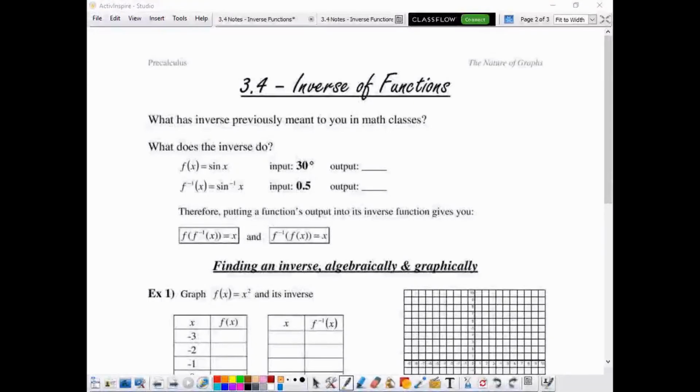Today we're going to talk about inverse of functions. When you think of the word inverse, you might think back to solving equations. When it says something like x plus 2 equals 4, you subtract 2, because addition and subtraction are inverse operations. Multiplication and division are inverse operations. A lot of times we call those opposite operations, so maybe the word inverse brings up the word opposite in your mind.